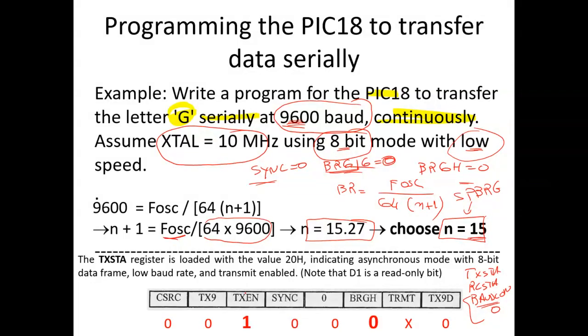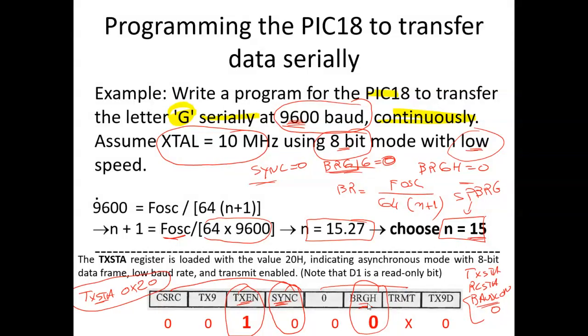Now for the TX status, we have to enable the transmission. So the TX enable should be 1. We are using asynchronous mode, so this bit is 0. We are using low speed, so this bit is 0. The rest you can make them zeros. What is the value of the TX status? It is in hexadecimal: 0x, we have 2, and here we have 0. So if you make the configuration of TX status equal to 0x20, that means we are enabling the transmission by using asynchronous mode in low speed.